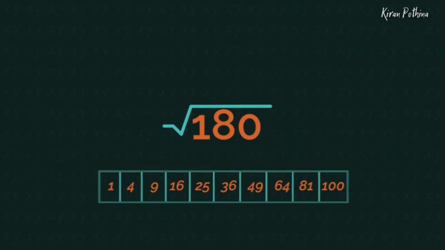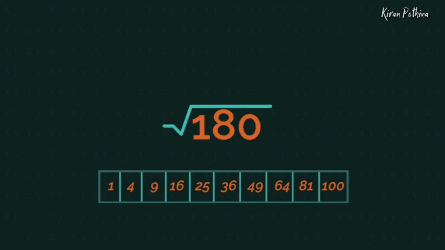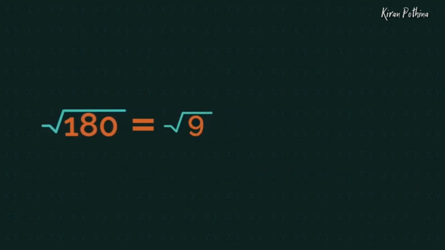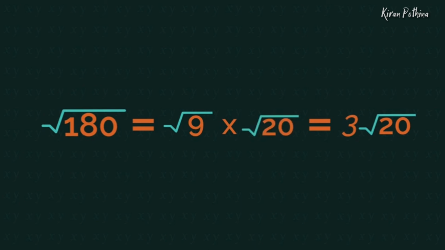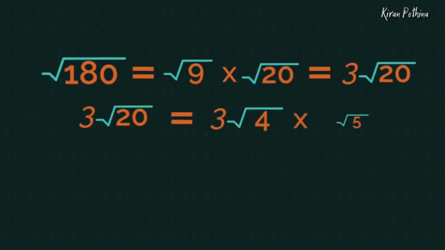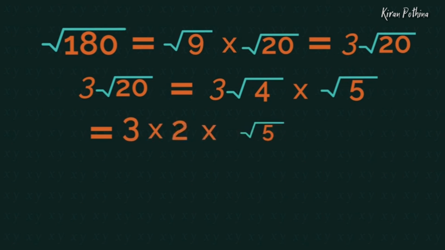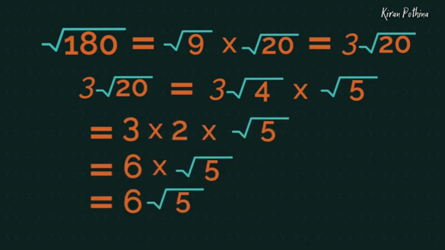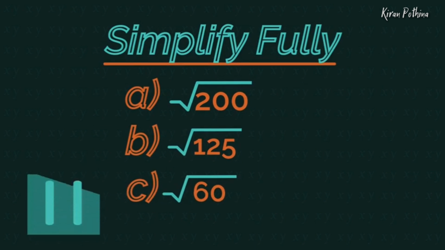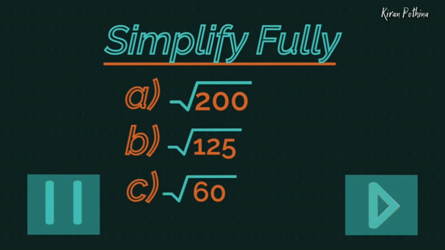Just a quick thing though, root 180, I wouldn't necessarily know that 36 goes into it, but I do know that 9 does. So I could start by simplifying it to root 9 multiplied by root 20, and root 20 isn't fully simplified, so we just keep going. 3 root 4 root 5 and all the way down to 6 root 5. So give these questions a go. Pause the video, work out the answers and click play when you're ready to check.